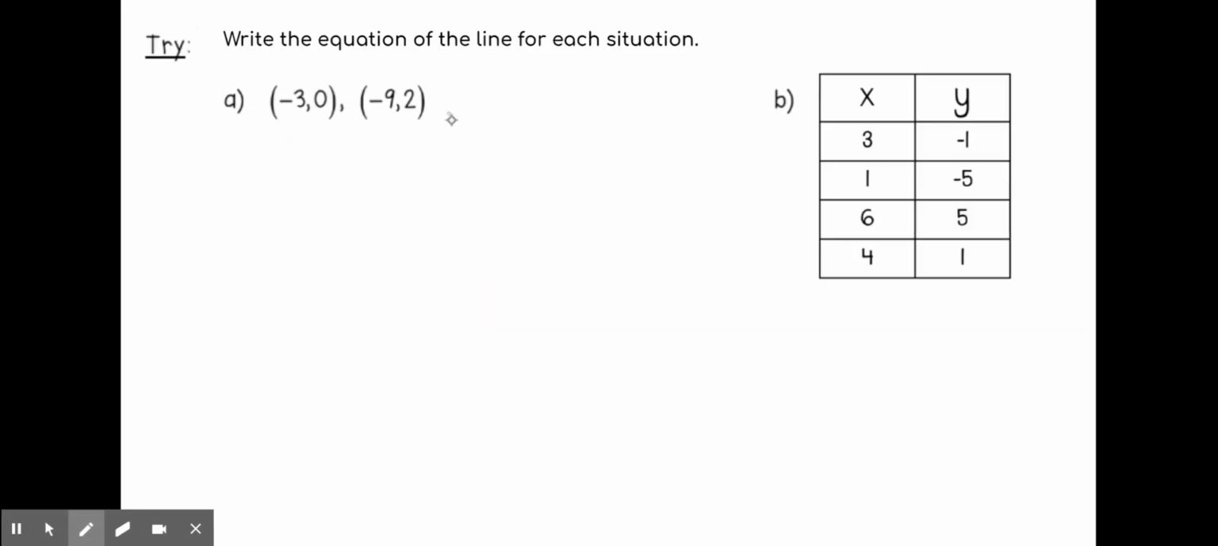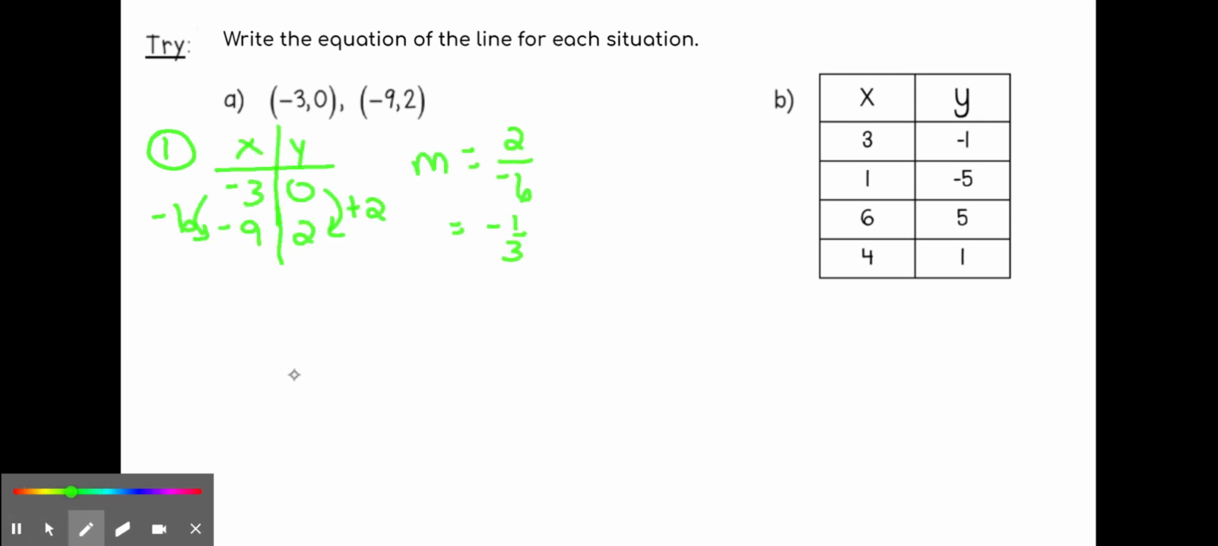Okay, so now it's your turn to try. Here are 2 points. So your first step, remember, is to find the slope. So you take these 2 points and you find the slope of the line. Okay, so I got the slope was negative 1/3. Check your work, see if you need to make any corrections.